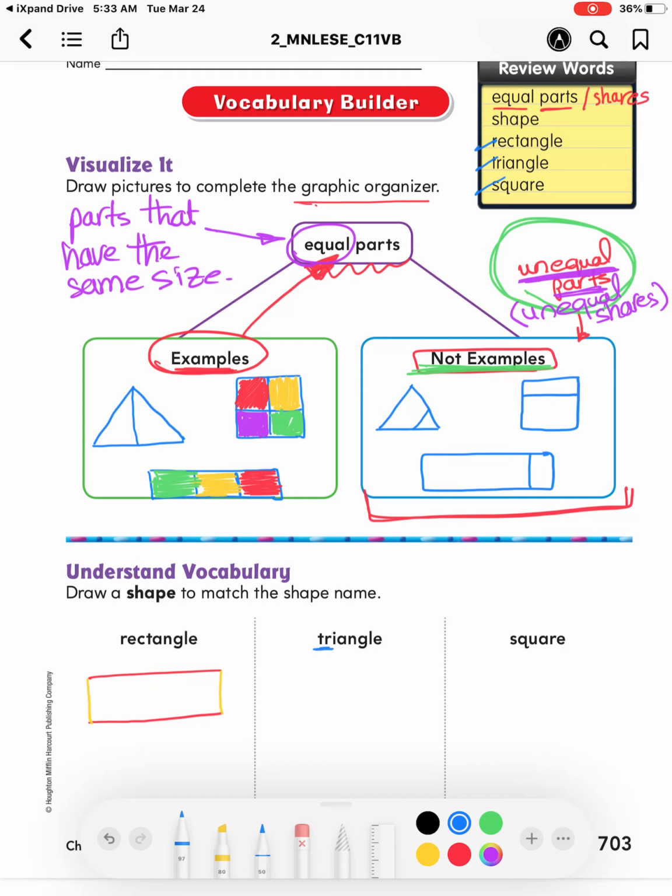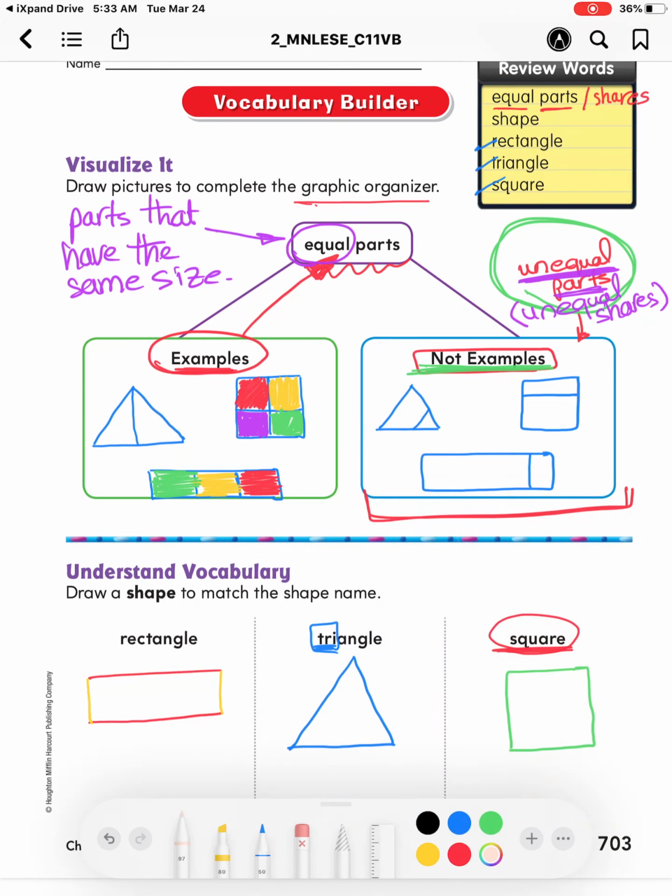For the triangle, as I told you before, tri means three, so we have three sides like this. What about the square? What is the most important thing about a square? Excellent. The most important thing is that all sides are equal. Good job, boys and girls. Now I need to ask you a question. How many vertices or corners do we have in a rectangle?